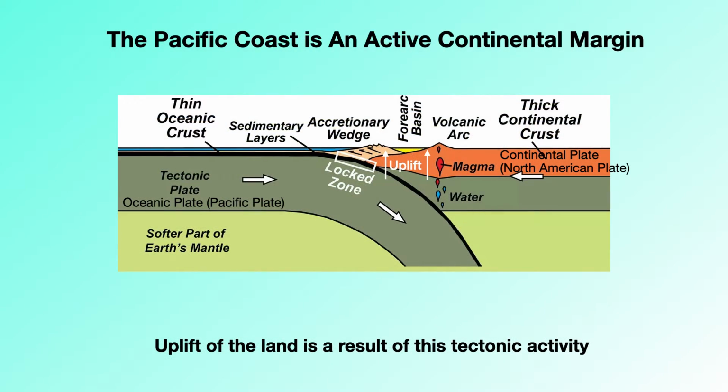The Pacific coast of the western United States is an active continental margin. Active continental margins are characterized by mountain building activity, which includes earthquakes, volcanic activity, and tectonic motion resulting from the movement of tectonic plates. This diagram shows an oceanic tectonic plate on the far left, which in our case is the Pacific plate, subducting under the continental plate on the far right, which for us is the North American plate in California. Uplift of the land at and near the subduction zone is a result of this tectonic activity.